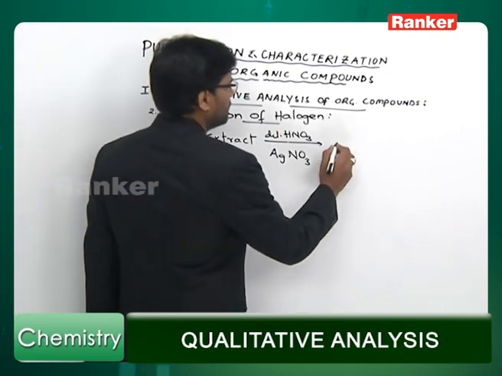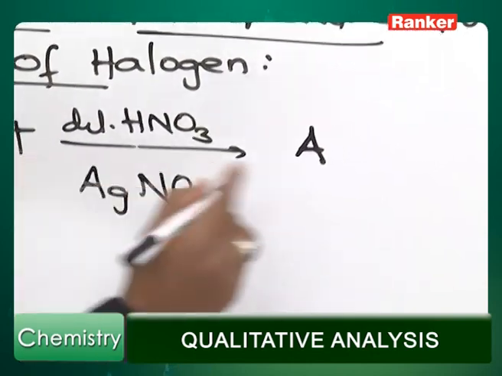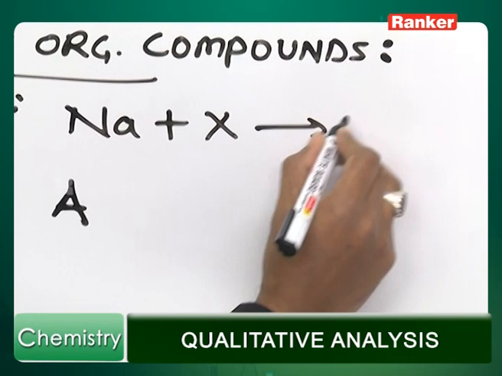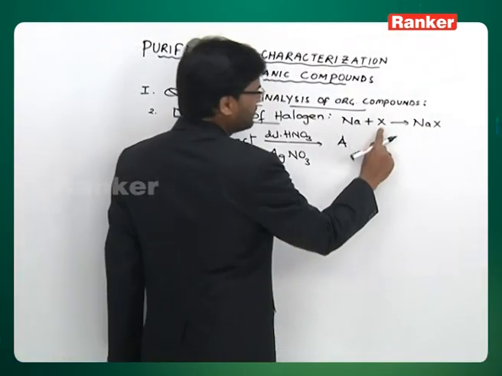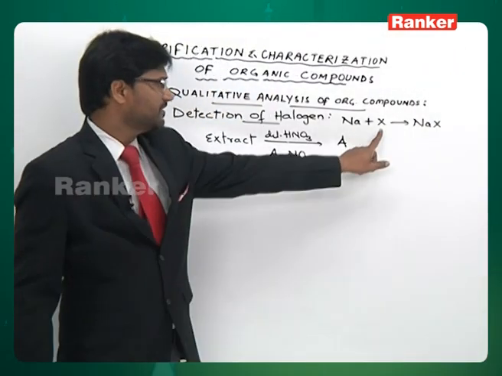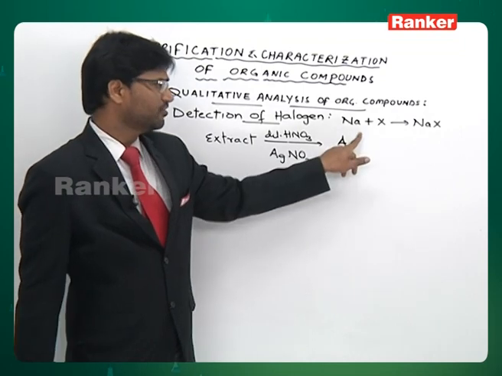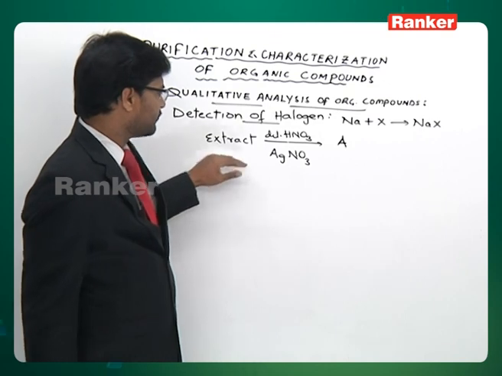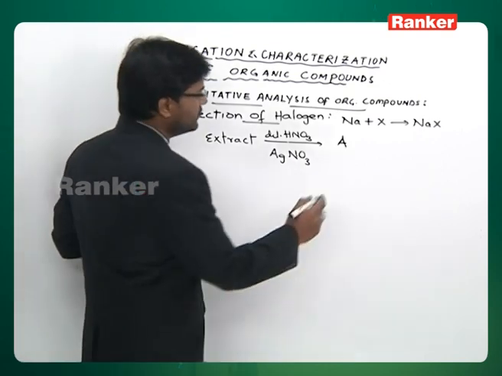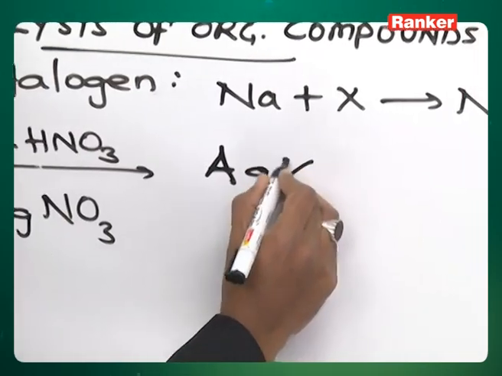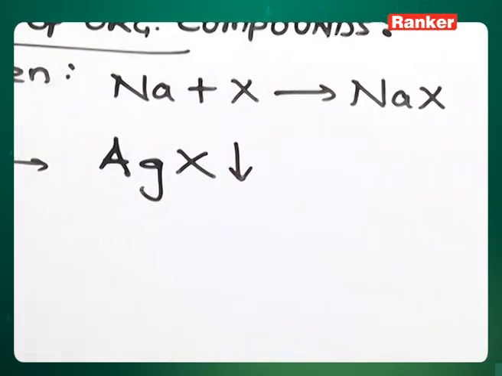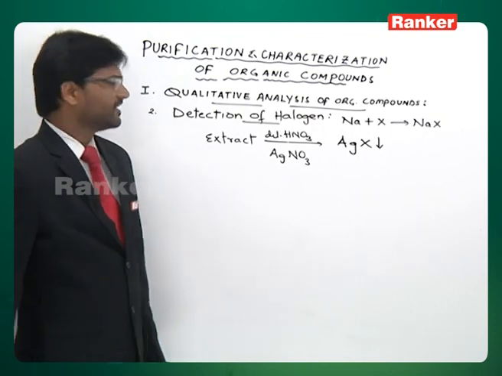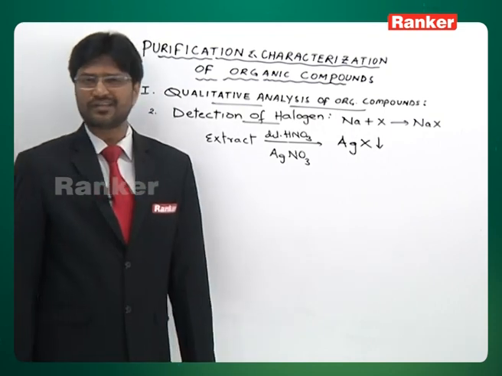Now, if any halide is present in the extract, this is the reaction which is supposed to take place: Na plus X gives NaX. This is the halogen which is present in the organic compound. This happens during fusion. So, this will dissolve in the extract, and now you are trying to find out with the help of AgNO3; you are supposed to get a precipitate of AgX. So, formation of AgX is an indication that the original organic compound contained halogen.